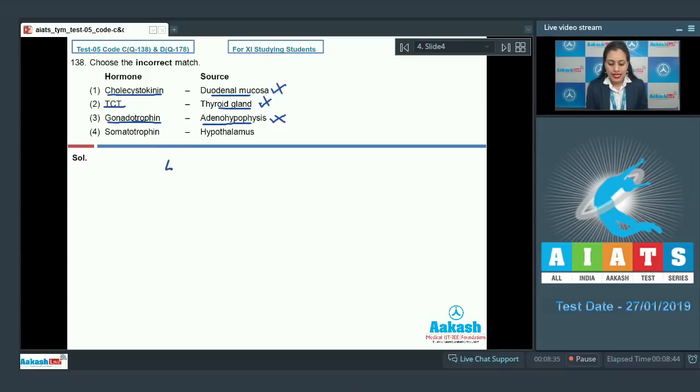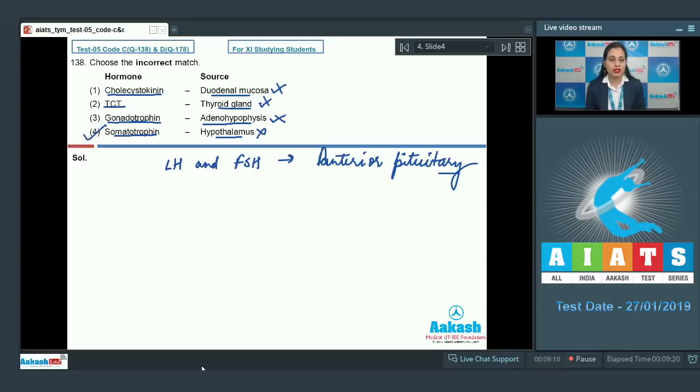Gonadotrophic hormones like LH and FSH are released from adenohypophysis or anterior pituitary. The last option given is somatotrophin and the match given is hypothalamus. And as it is an incorrect match, this is a correct answer to our question.